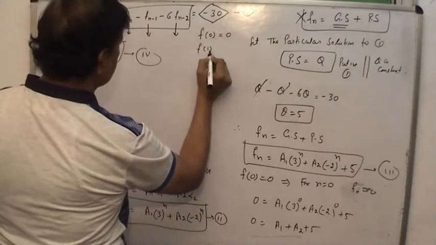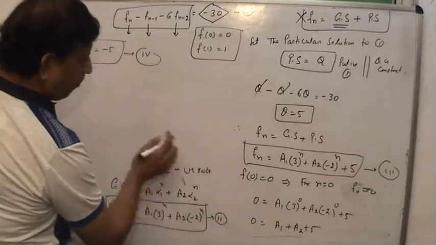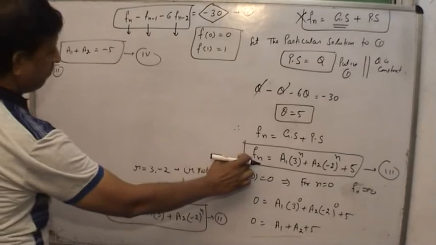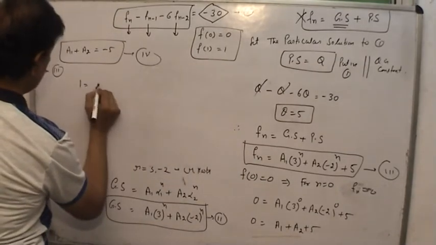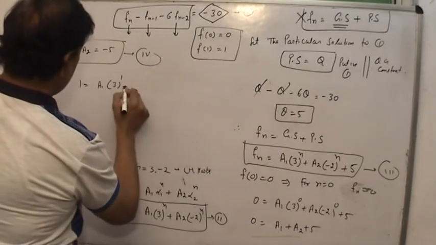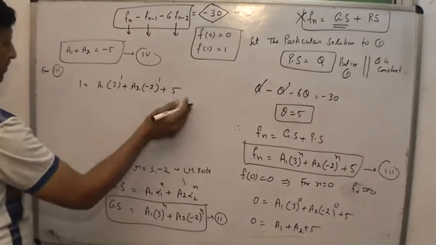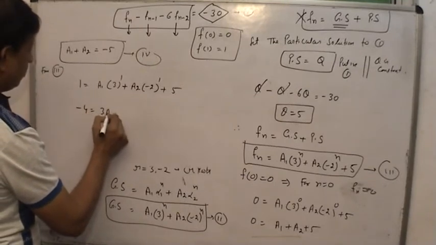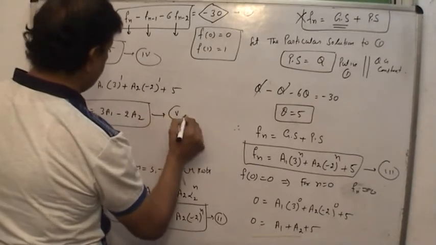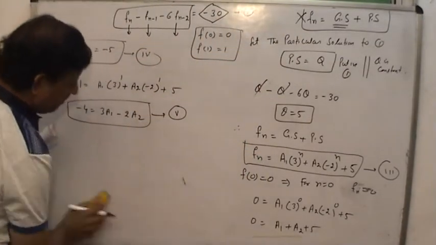Let us consider another condition, F of 1 is equal to 1. So from 3 we get F of n is equal to 1 is equal to A1 into 3 raised to the power n, n is again 1, plus A2 into minus 2 raised to the power n plus 5. Then minus 4 is equal to 3A1 minus 2A2. Say it is equation number 5. And we can solve both equations simultaneously by using simple algebraic methods.